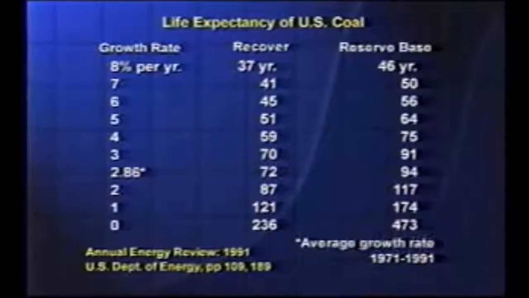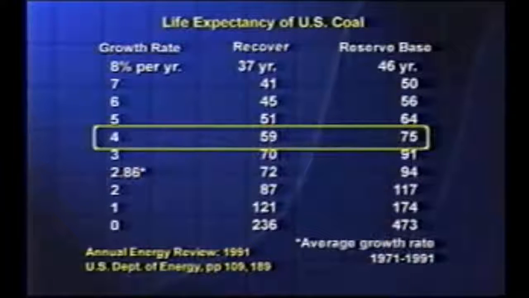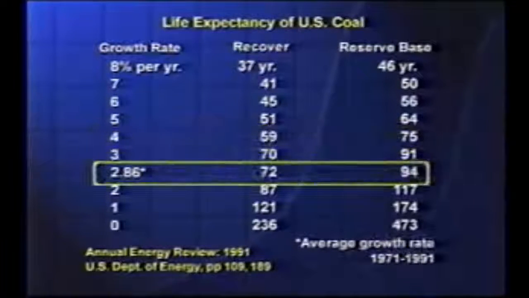President Carter cut that goal roughly in half, hoping to reach 4% per year. If that could continue, coal would last between 59 and 75 years. Here's that 2.86 that we just saw, the average for a recent 20-year period. If that could continue, coal would run out between 72 and 94 years. That's within the life expectancy of children born today.